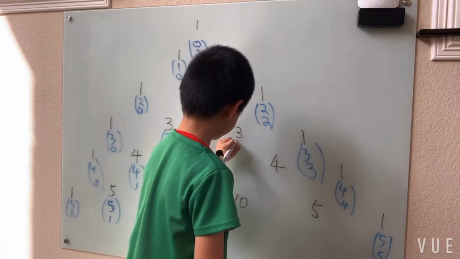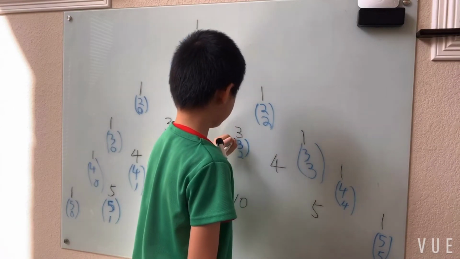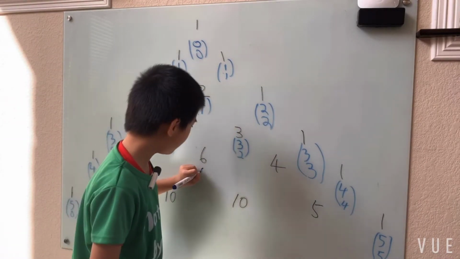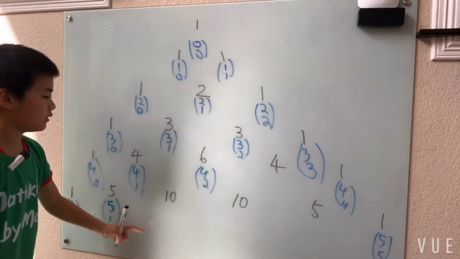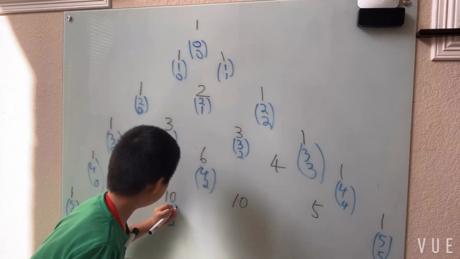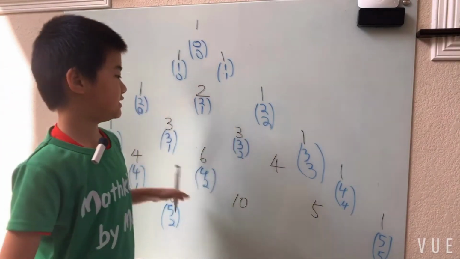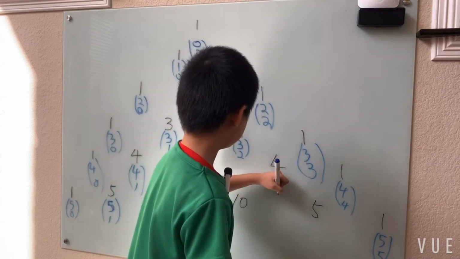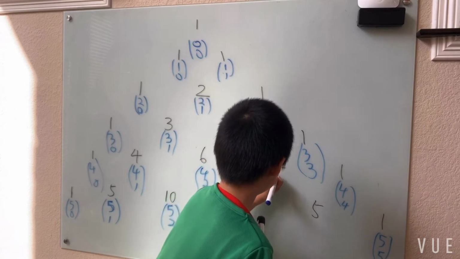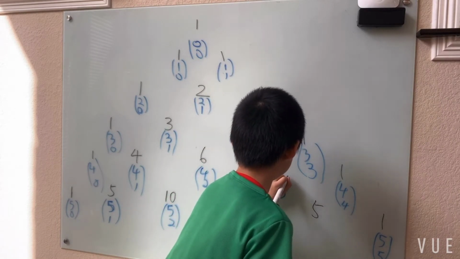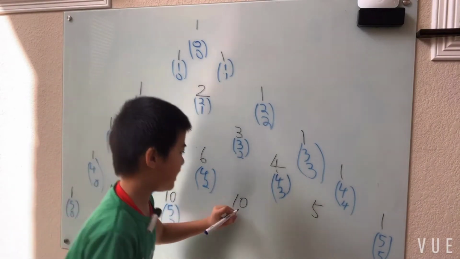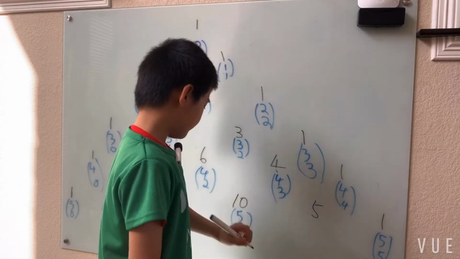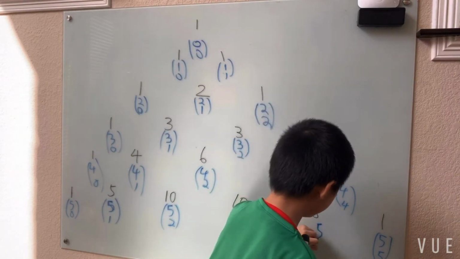And 2 choose 2, that's also... 3 is 3 choose 2. 6, let's see, that's 4 choose 2. Here we have 5 choose 2. Over here, let's see what we got here. 4, that's 4 choose 3. 10 is 5 choose 3, that is. And finally, 5 is 5 choose 4.